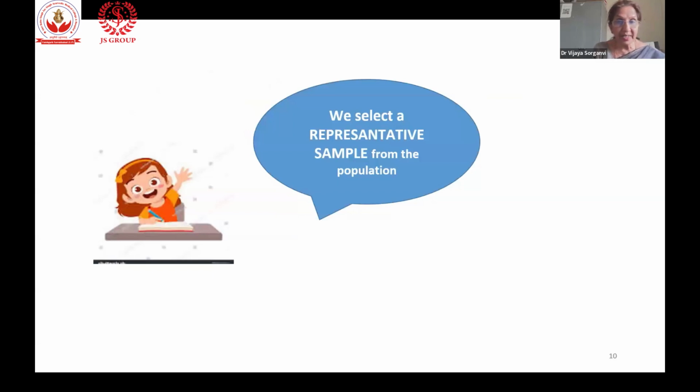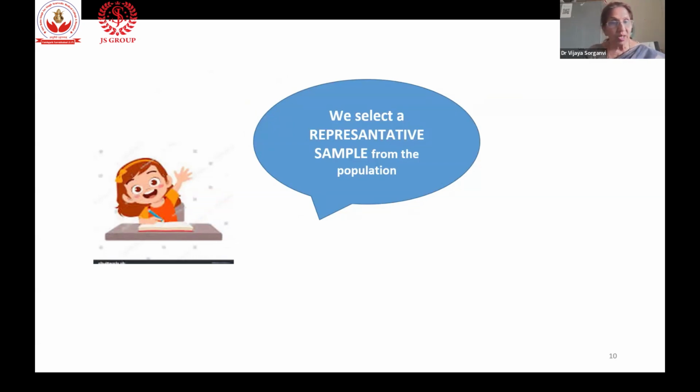And then that selected sample should be representative of the population. Here representative means it should contain all varieties of data subjects in the sample. Suppose our study is related to socioeconomic classes, and we are taking school-going students in the research.